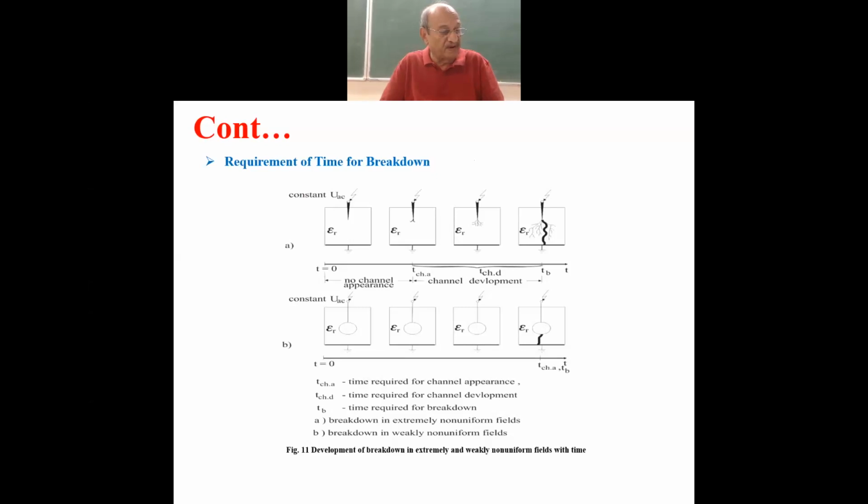This kind of explanation was given by a colleague of mine, Dr. Pilling. As you see, some schematics have been drawn here showing the requirement of time for breakdown in liquids and solids. The figure says development of breakdown in extremely and weakly non-uniform fields. Between needle and plane, the field configuration is extremely non-uniform, and this is between a sphere and plane. The gap distance is not very large, so the field formation is within the weakly non-uniform field in the second case. Let's discuss the condition for the needle plane electrode system.